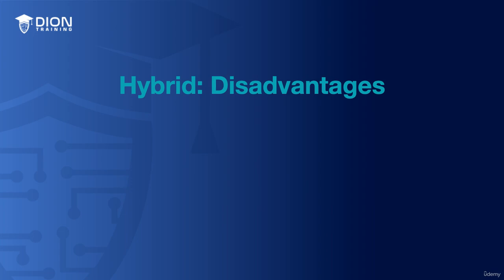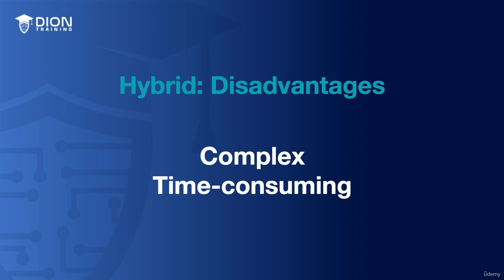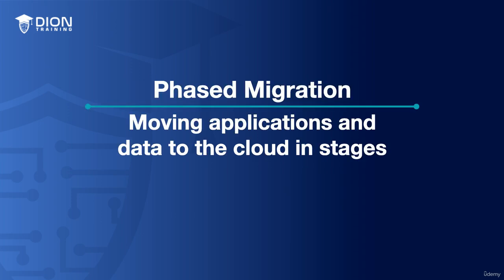Unfortunately, just like them all, there are a few disadvantages. Hybrid migrations can become very complex because they require organizations to manage multiple migration strategies at the same time. With that being said, it can also be time consuming because they're trying to do this simultaneously. Our eighth and final type of migration is known as phase migration.